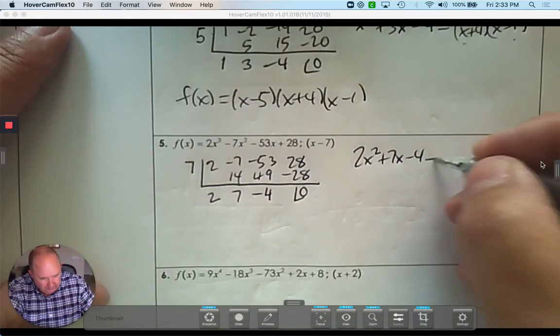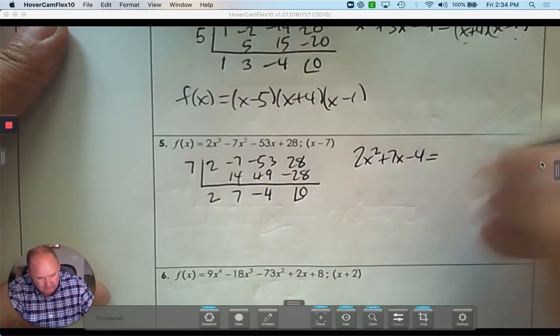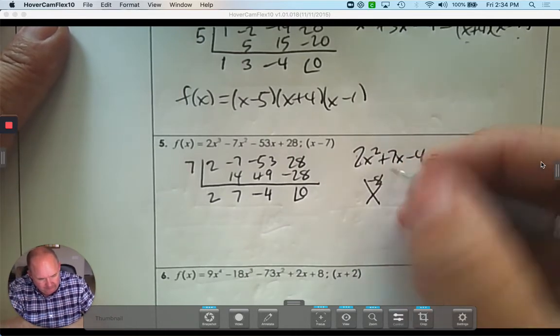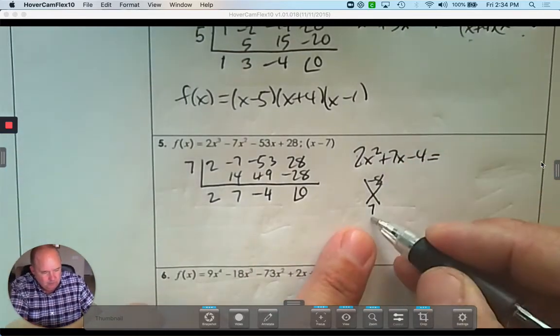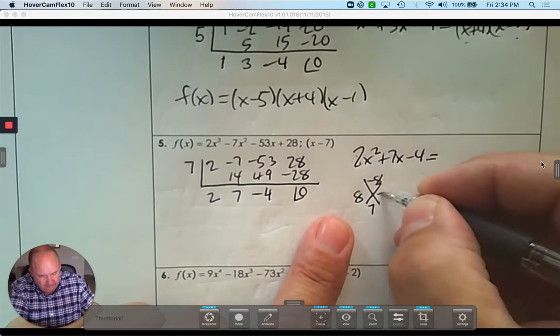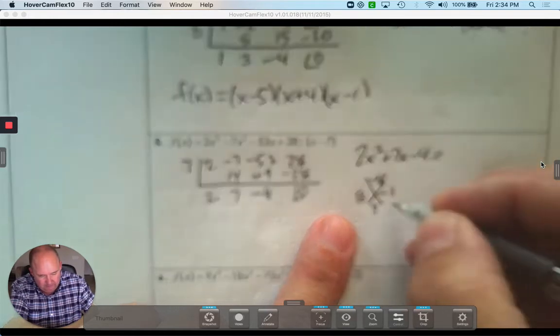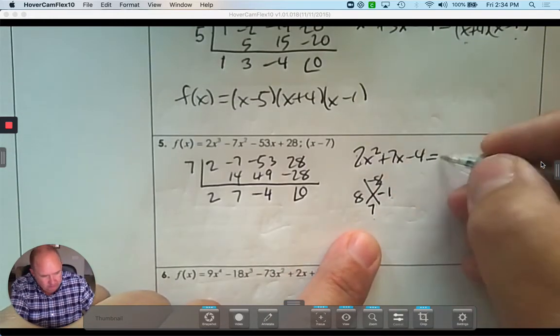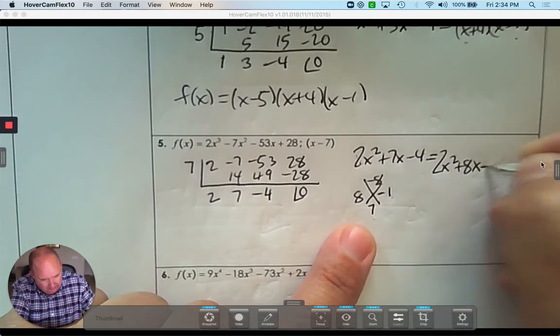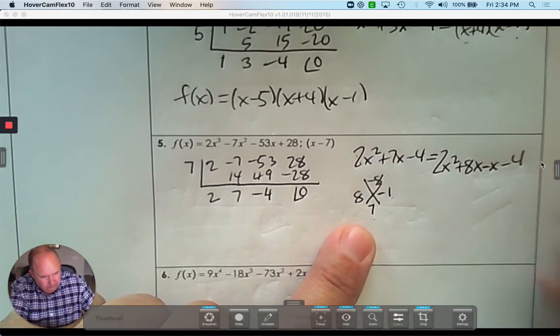So on the side, you would go 2 times negative 4. So I'll do that here. 2 times negative 4 is negative 8. And 7. What two numbers satisfy this? Two numbers that multiply to negative 8. 8 and negative 1. And they add to 7. So they fit. So I come back here. I take out the 7x and put in 8x minus 1x. So I did a substitution.